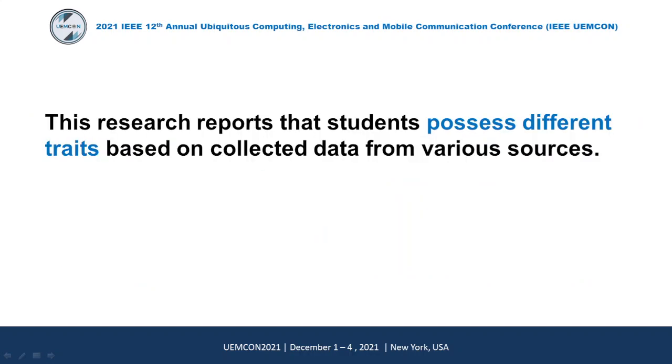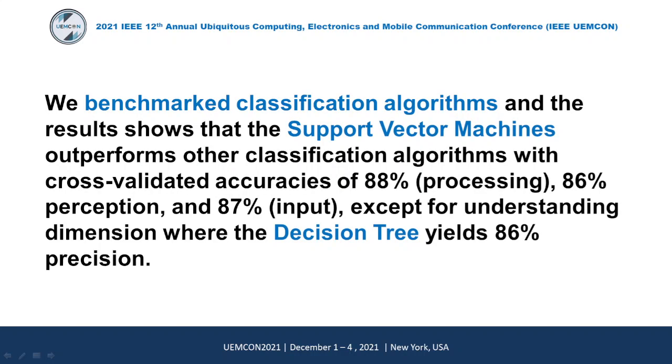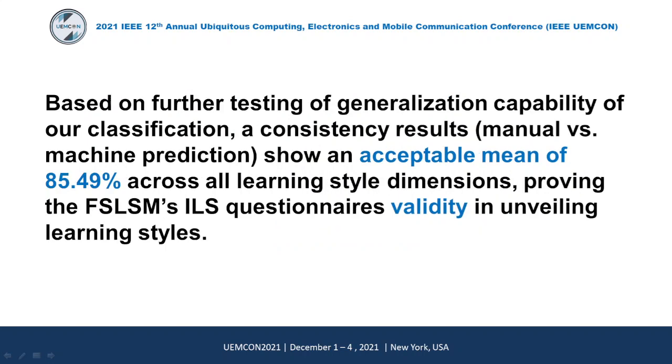Okay, so for the discussion, this research reports that students possess different traits based on data collected from various sources. We processed 704,592 student interaction logs spanning 8 years. With benchmark classification algorithms, we obtained cross-validation scores of 88% for SVM for the processing, 86% for perception, and 87% for input, except for the understanding dimension, where the decision tree is superior with 86% accuracy.